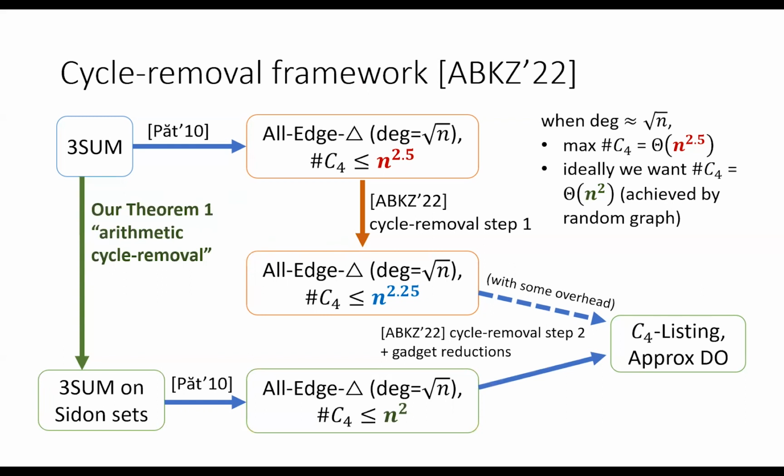So to summarize, what we did is kind of switching the two steps of Patrascu's reduction and the cycle removal. So after this switching, we're dealing with some kind of arithmetic cycle removal, which is removing Sidon equation solutions on a bunch of integers. So this has the benefit that there are more tools available for us to deal with numbers than with graphs. For example, we have some algorithmic tools such as FFT and also structural results from additive combinatorics. So this is why doing it this way allows us to get more efficient reductions.